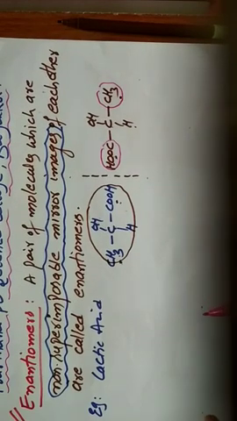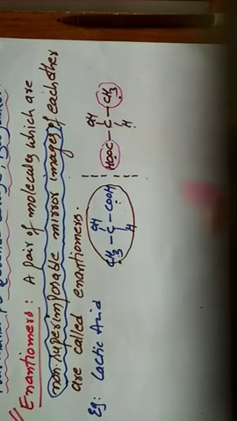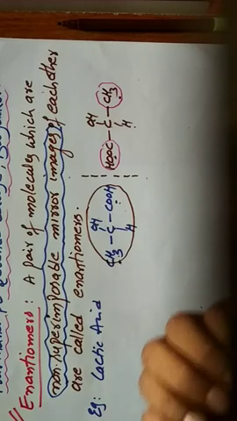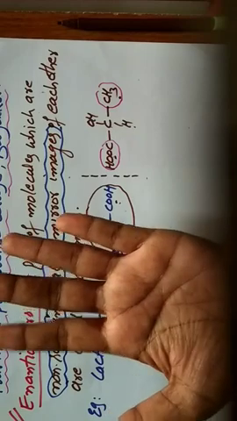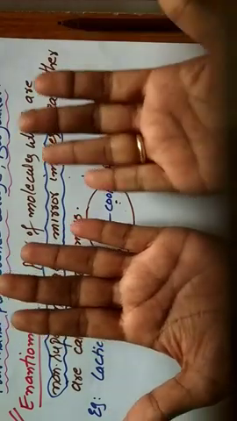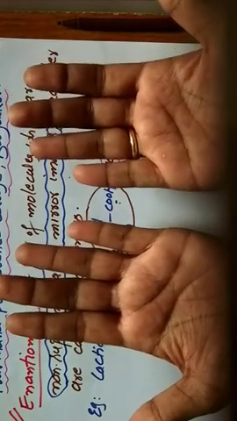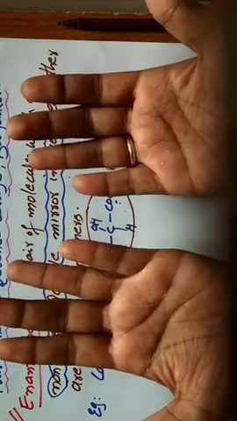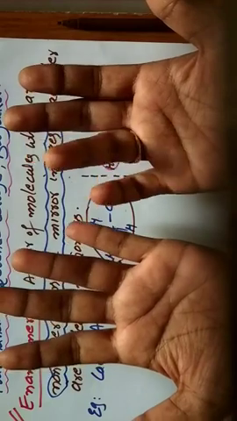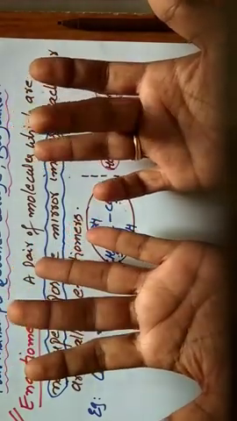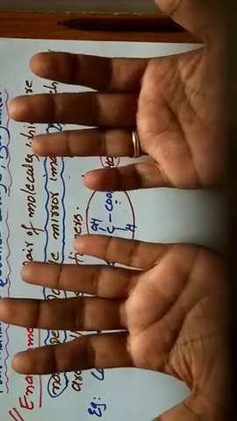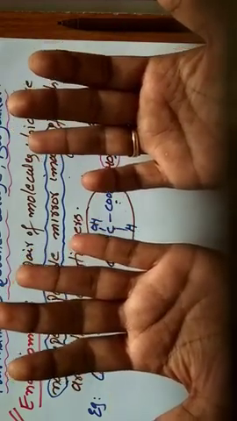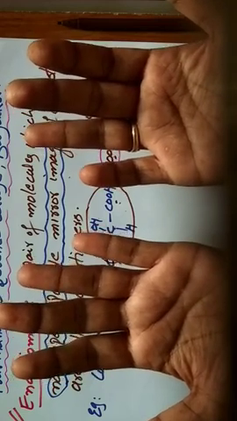For ease of understanding, suppose we take our five fingers. These are also mirror images. Yes or no? This finger's mirror image is this one, this finger's mirror image is this one, and so on. So these two hands are mirror images, and they are non-superimposable mirror images.